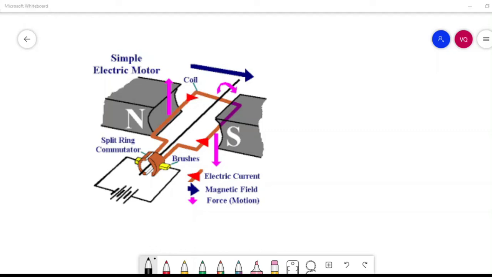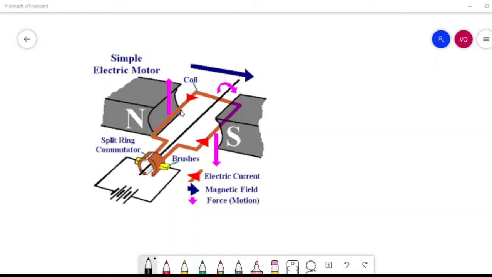We have our next topic, the motor principle or the DC motor. An electric motor is a machine which converts electric energy into mechanical energy. The generator is the opposite of the motor. Its action is based on the principle that when a current-carrying conductor is placed in a magnetic field, it experiences a mechanical force whose direction is given by Fleming's left-hand rule.